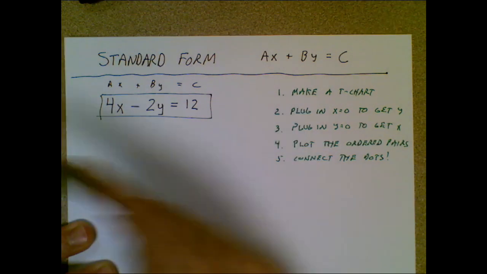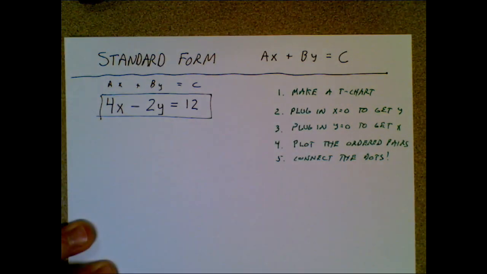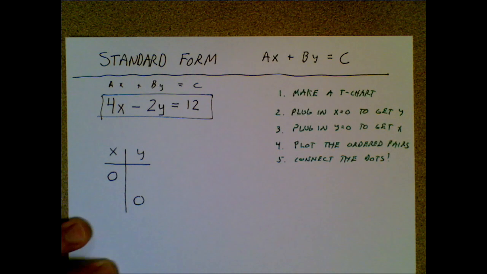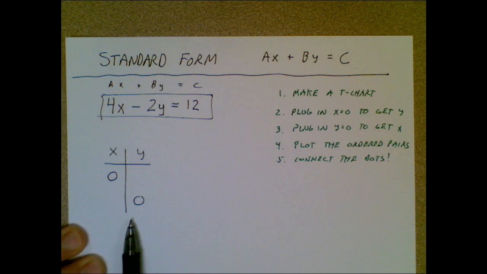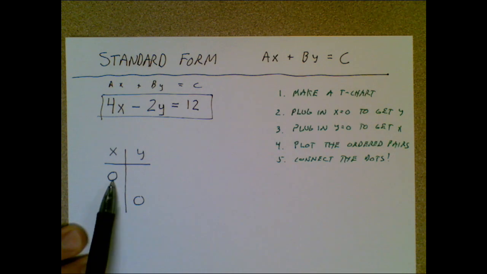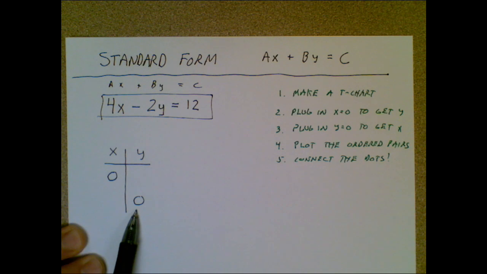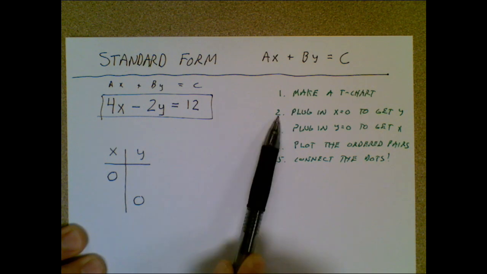I'm going to start with make a t-chart. There's my t-chart, but take a look. It's a little different than other t-charts that you've done before. I've put a 0 in the x column, and in a different location, I've put in a y equals 0. I'm going to now move on to step 2.